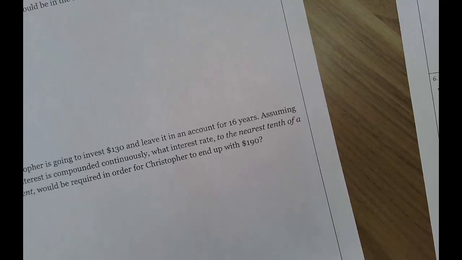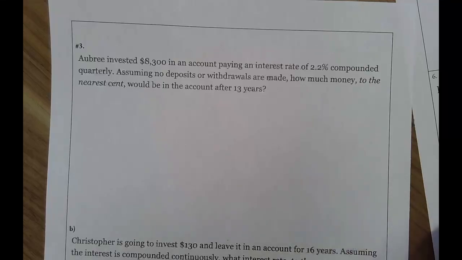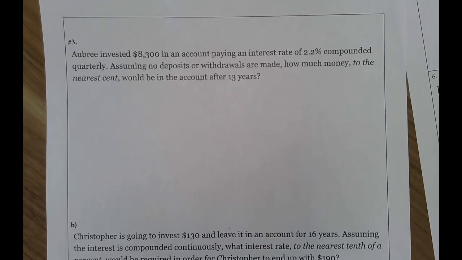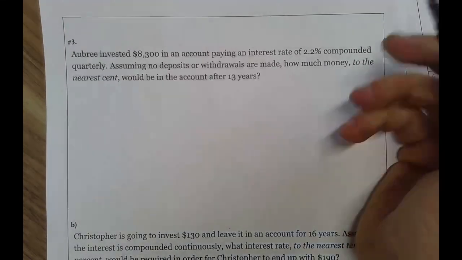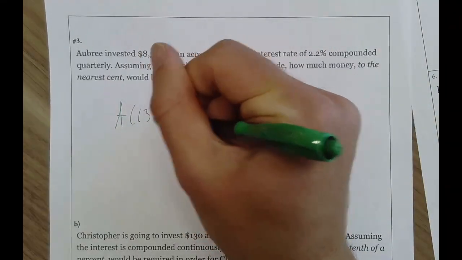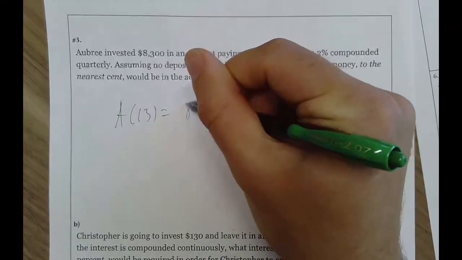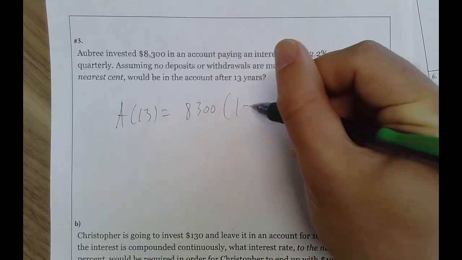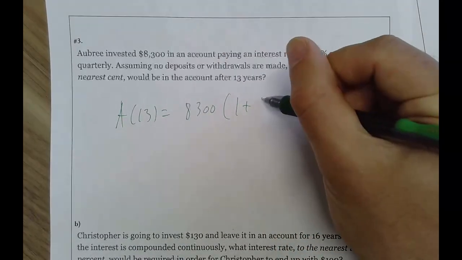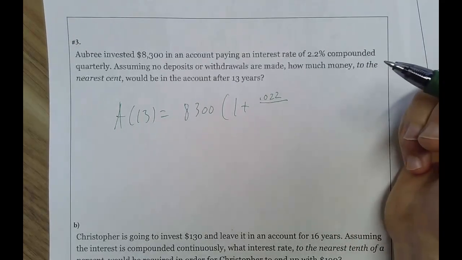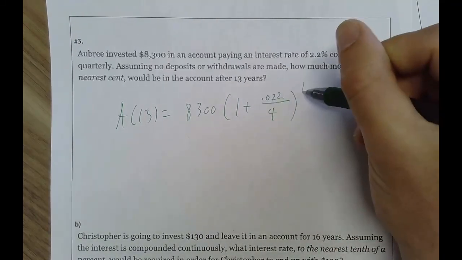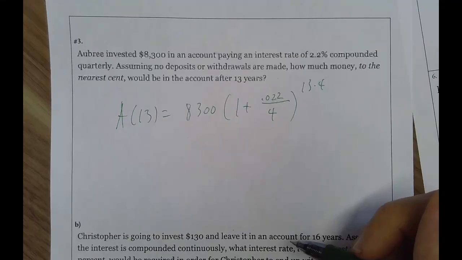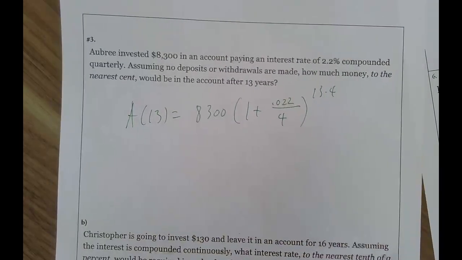Time for some compound interest. Aubrey invests $8,300 in an account paying an interest rate of 2.2% compounded quarterly, assuming no deposits or withdrawals are made. How much money to the nearest cent will be there after 13 years? So you just have to set up the equation. So basically we're doing A of 13 equals the principal, 8,300, times 1 plus the rate, 0.022, divided by how many times it's compounded, that's 4, to the power 13 times 4. That's it, guys. That's it. Nothing else. You just set it up. Okay?